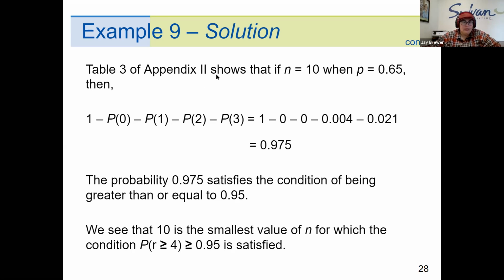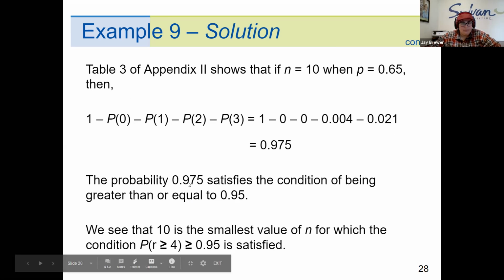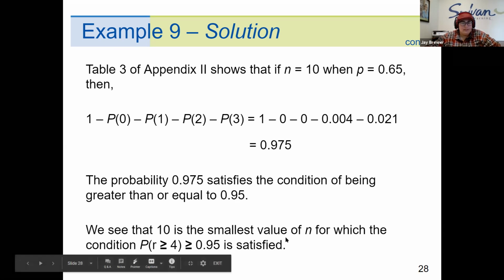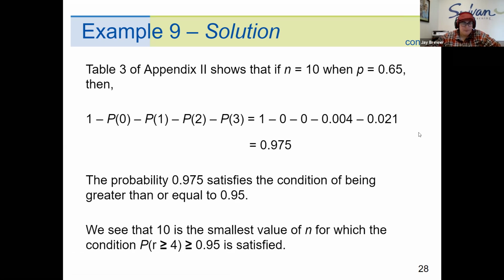So basically you go to table 3 of appendix 2, which shows that N equals 10 when P equals 0.65. Then you get the following. The probability is 0.975, which satisfies the condition of being greater than or equal to 0.95. We see that 10 is the smallest value of N for which the condition is satisfied.